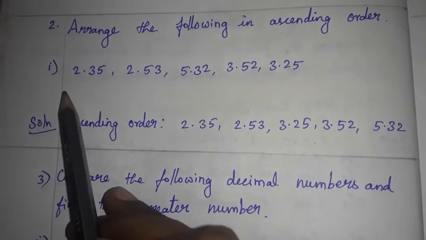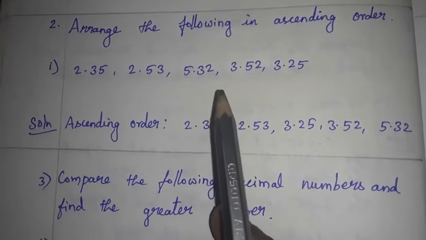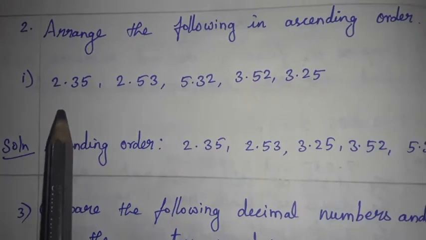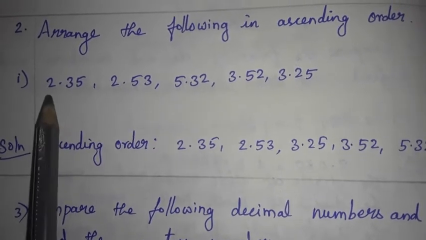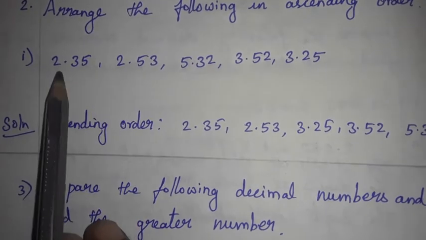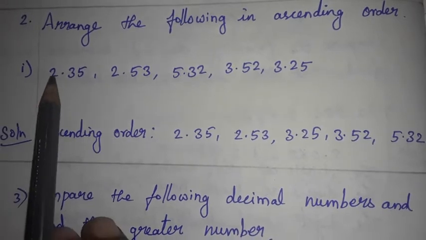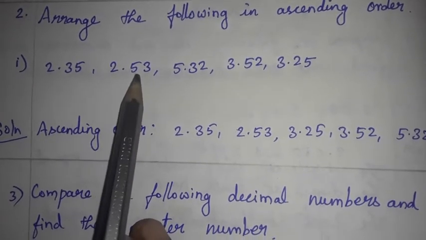The whole numbers are 2, 2, 5, 3, 3. If we see all the whole numbers, we can see that 2 is the smallest number. But in the whole part, we have 2 decimal numbers with the whole part as 2. That is 2.35 and 2.53.